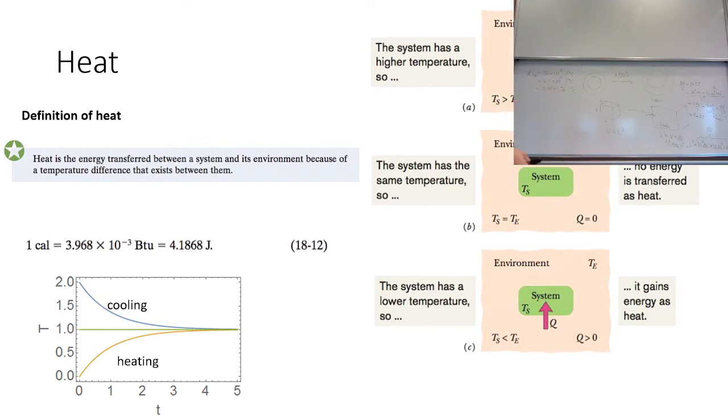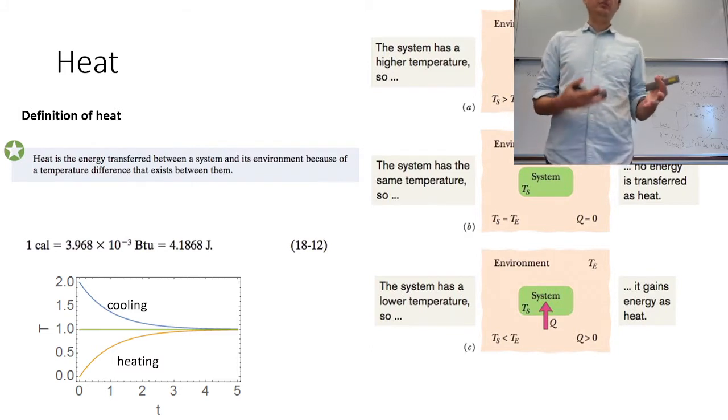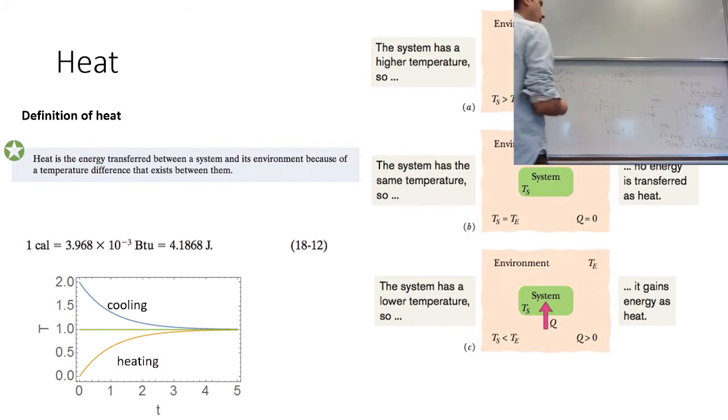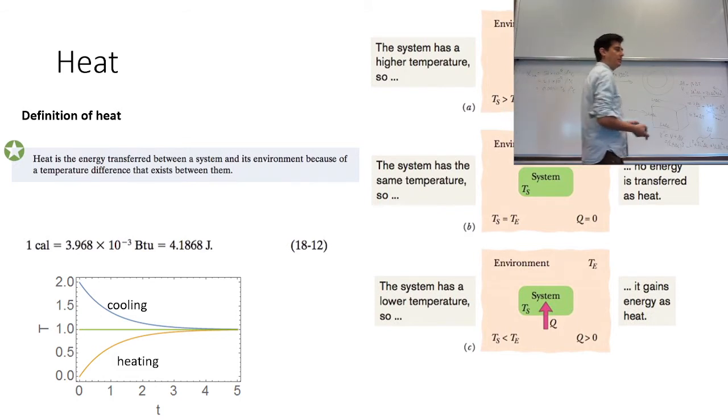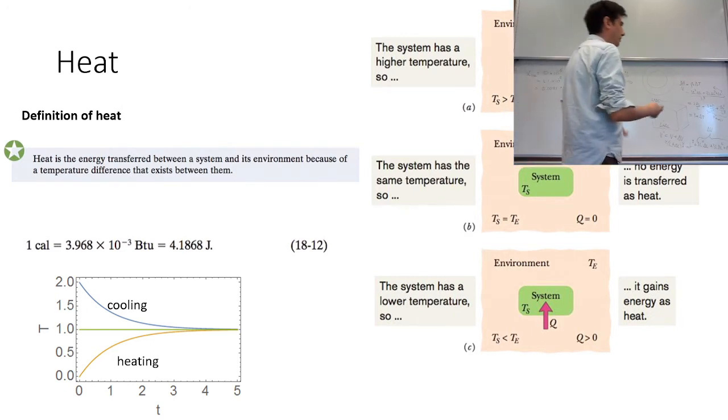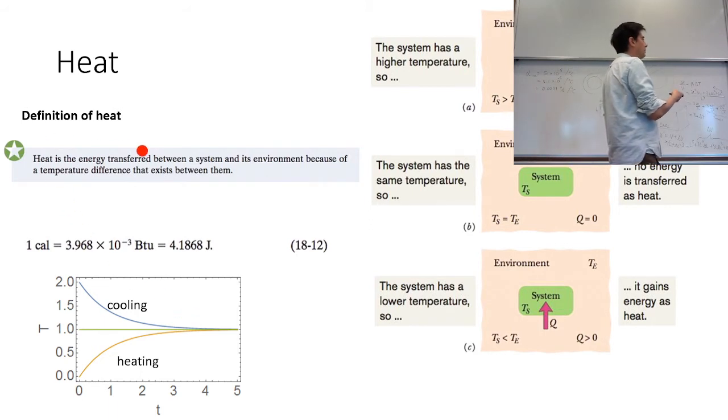So firstly, we've got to define what heat is. We've talked about temperature, which is basically a measure of how hot or cold something is, right? Now, obviously, to change the temperature, you heat something up, or maybe you cool it down. So heat is actually defined as the energy transferred between a system and its environment because of the temperature difference, right?